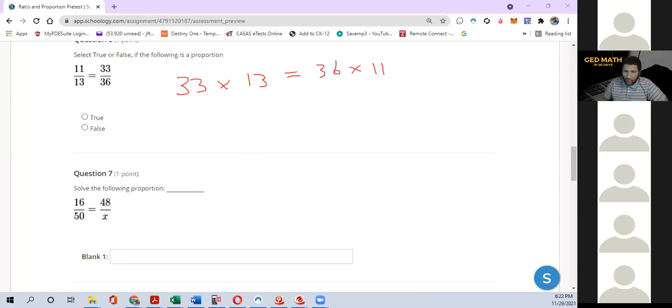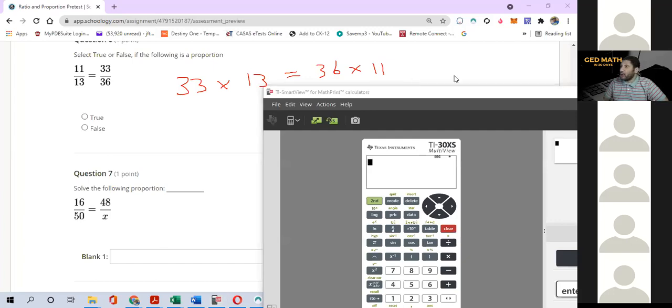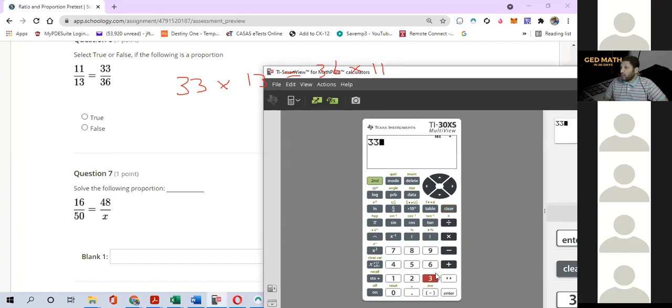Okay, did I close my calculator up? No, I did not. If you're in doubt with anything, use your calculator. You don't have to guess on anything. 33 times 13, I get 429. 36 times 11, I get 396. Are they the same? No. So that's not a proportion.